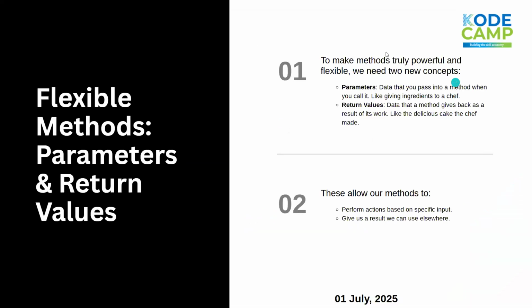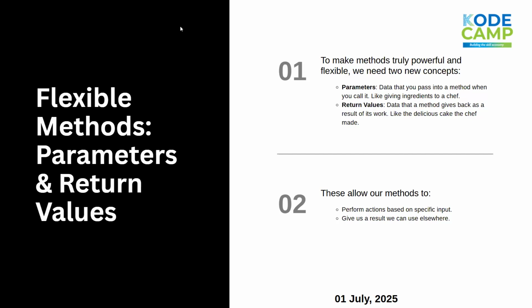So today we would look into flexible methods, parameters, and return types. To make methods truly powerful and flexible, we need two concepts: one of them is parameters, and the second one is return values. Parameters are how you feed information into your method.